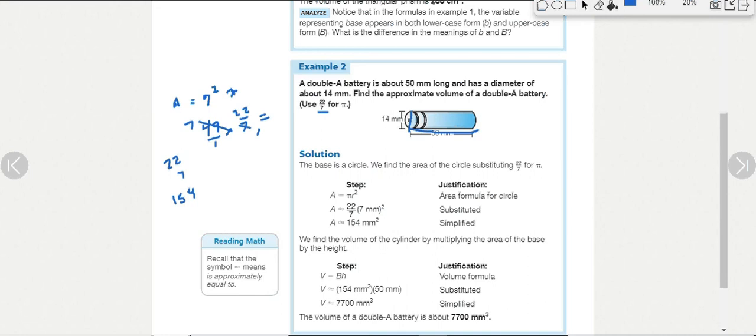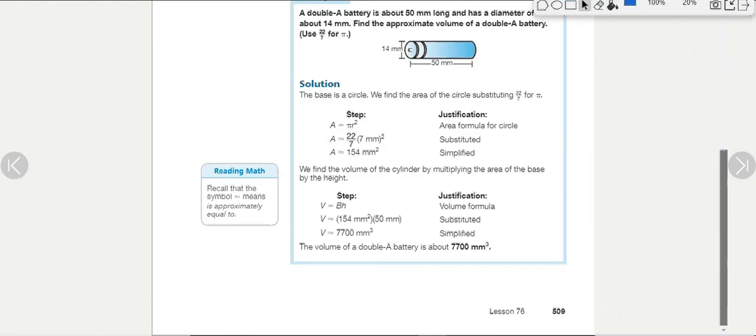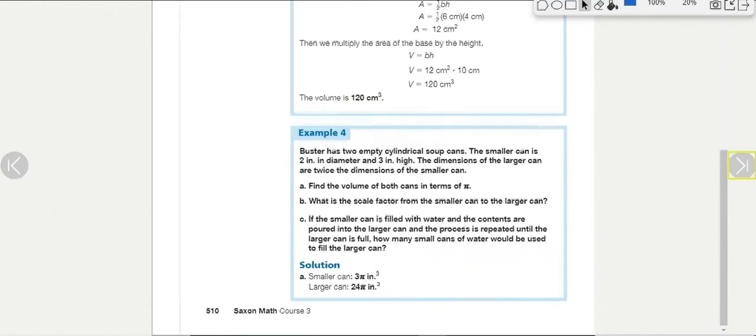Then we multiply that by length or height or whatever, because you just have to look at the drawing and think, okay, which way is that going to fill it up? Multiply that out, and you get 7,700 millimeters cubed. They call that simplified, I guess. That is the volume or capacity of a AA battery.